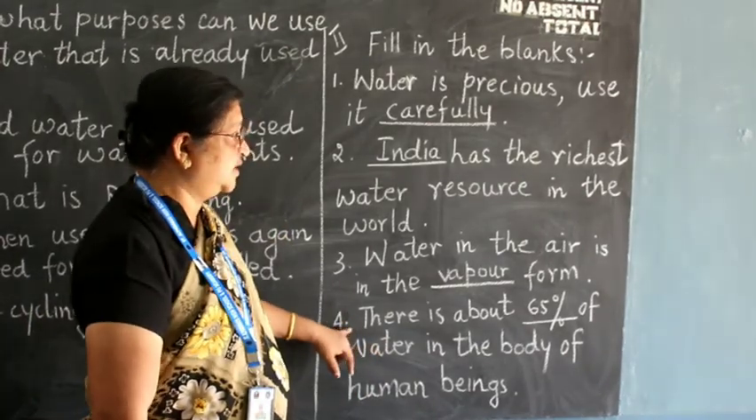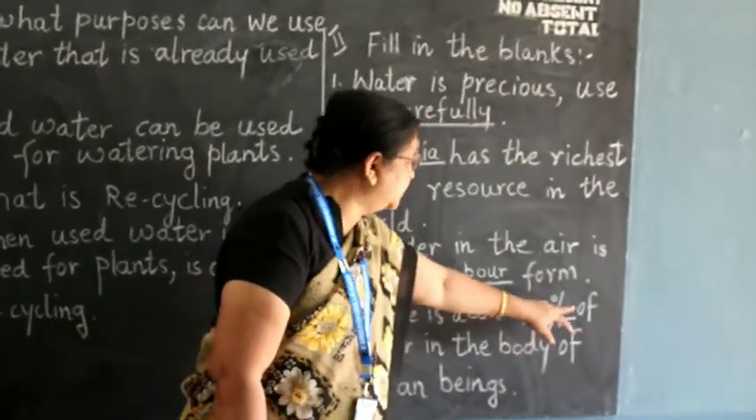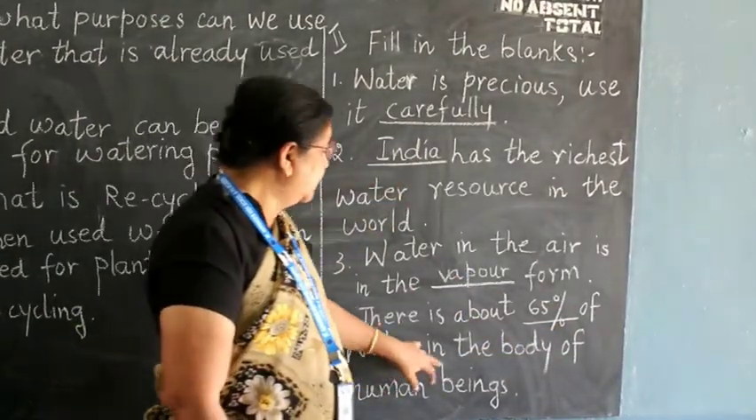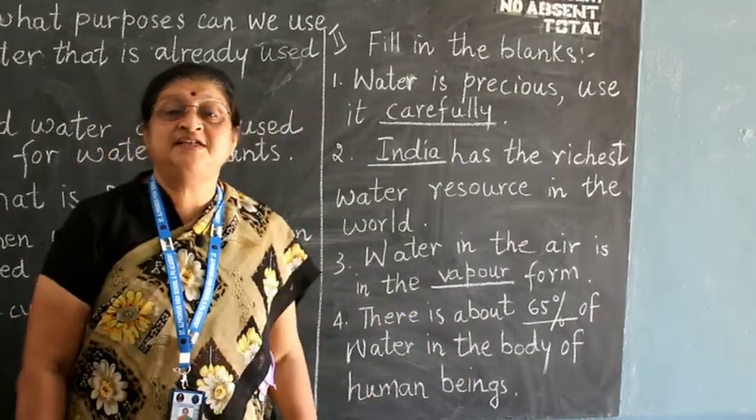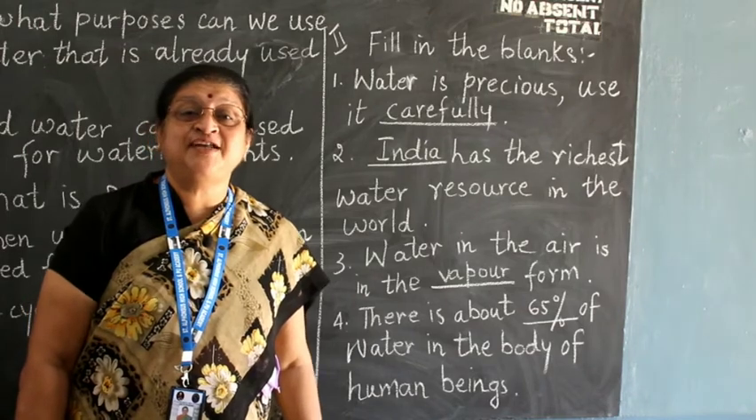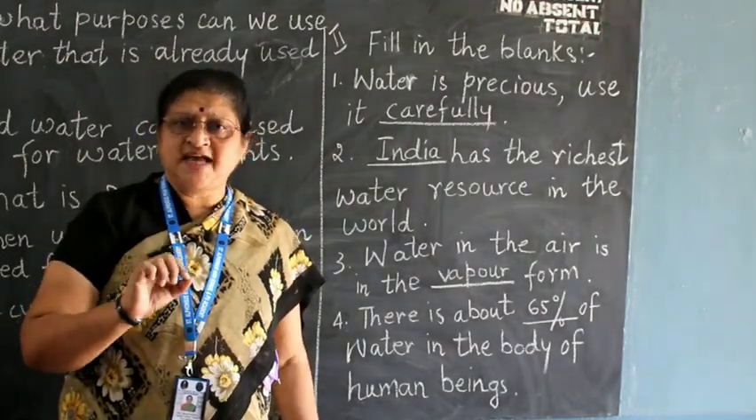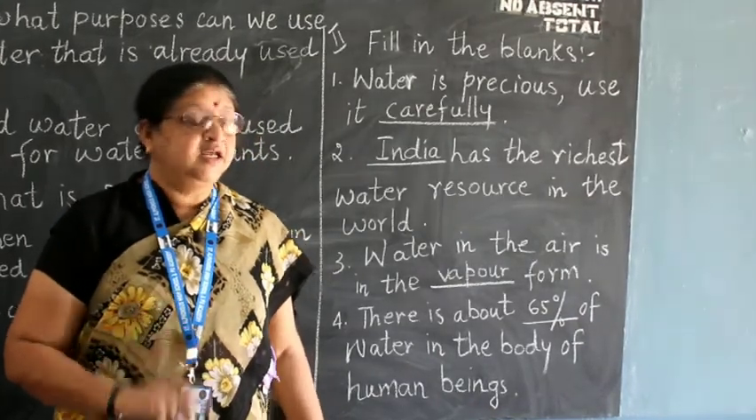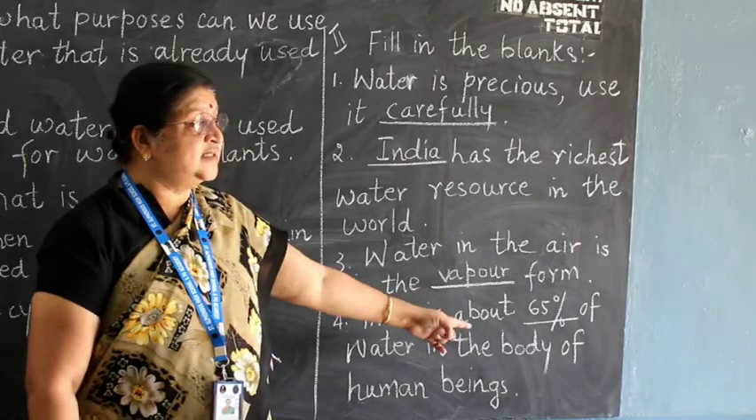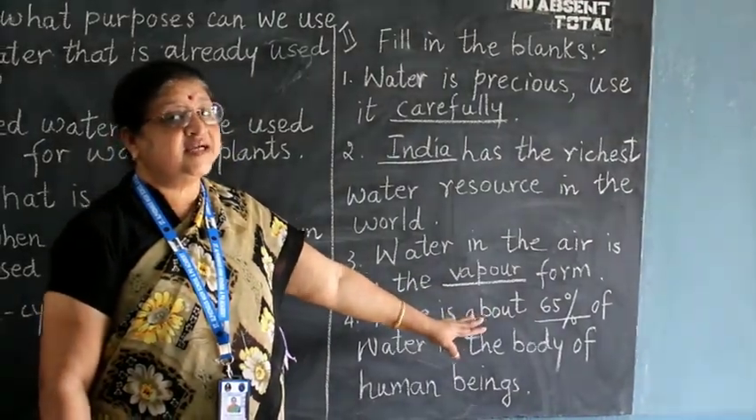Next, last question. There is about dash percent of water in the body of human beings. So how many percent is water, children, in our body? 65%. It is actually not exactly 65, you can say 65 to 70%. But when you say less than 65%, it is wrong. So if you write 65%, it's correct.